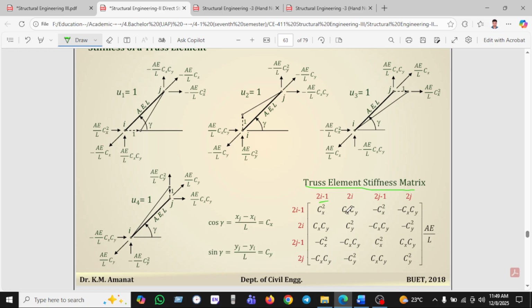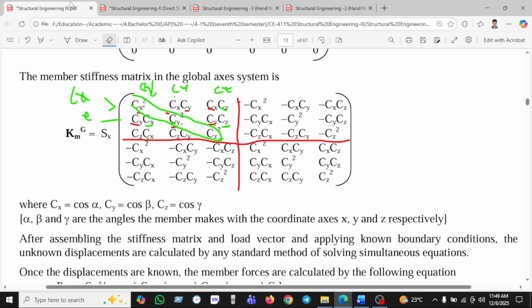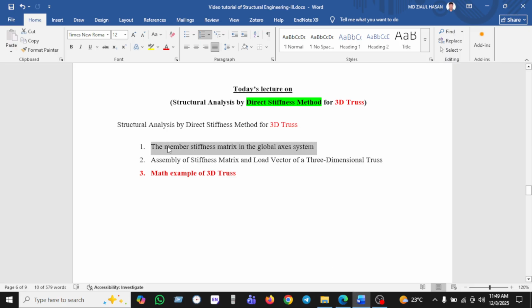So we can see the 2i minus 1 entry equals Cx square, as we have seen previously, and Cx Cy. This is for two dimensions, but for three dimensions it will be formed in a similar way. I hope you can understand the member matrix and the global assembly, the assembly of the stiffness matrix into the global matrix for three-dimensional trusses.